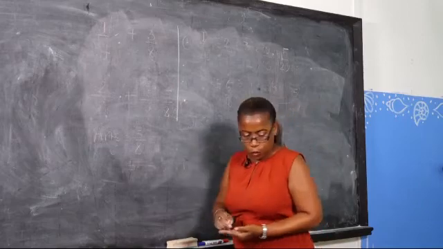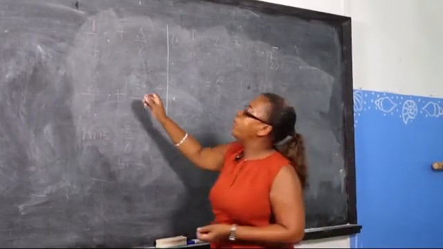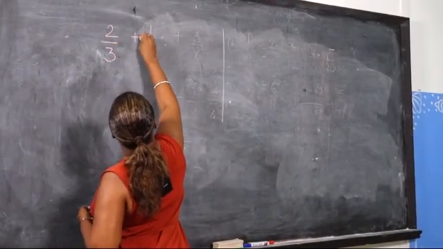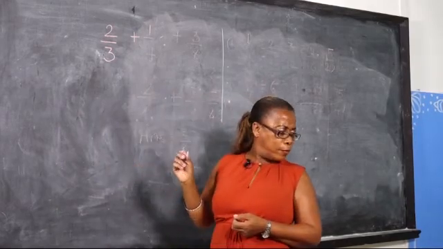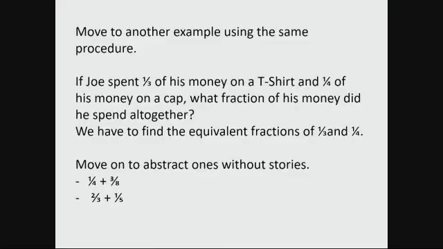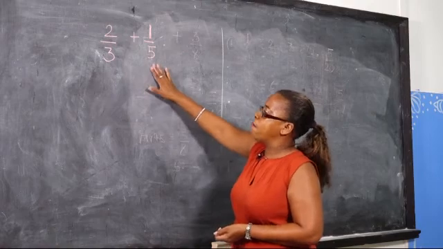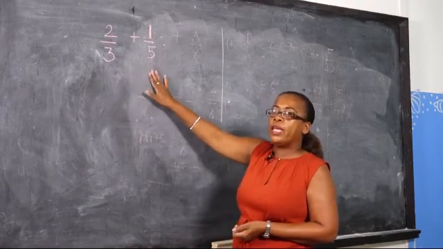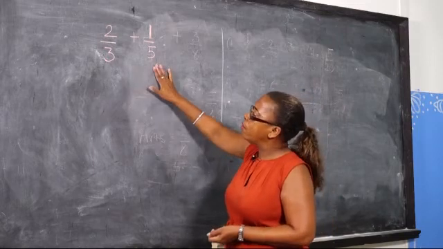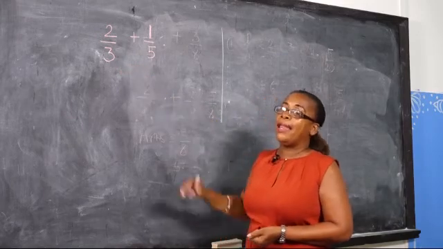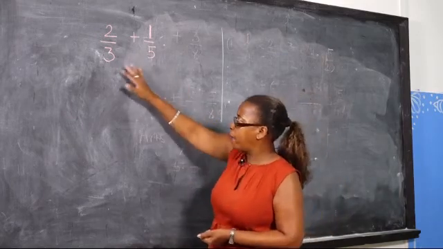Okay? So, as the last example, we will take 2/3 plus 1/5. Okay, 2/3 plus 1/5. Again, let us look at the denominators. We have 3 and then we have 5. They are not the same. So since they are not the same, we have to make them become like fractions. Now they are unlike fractions.